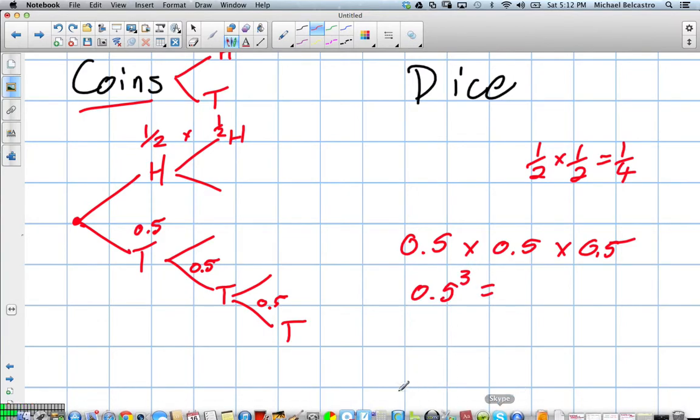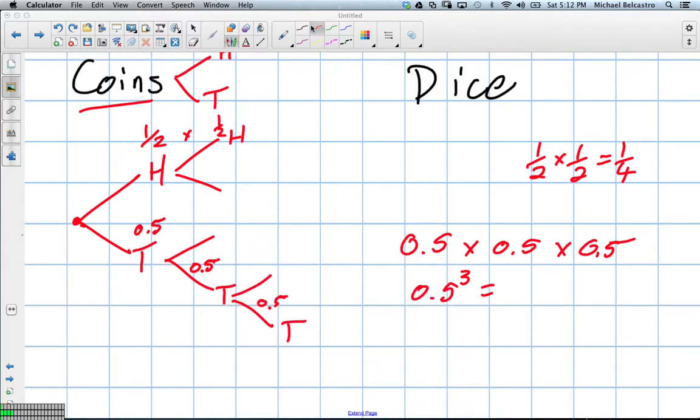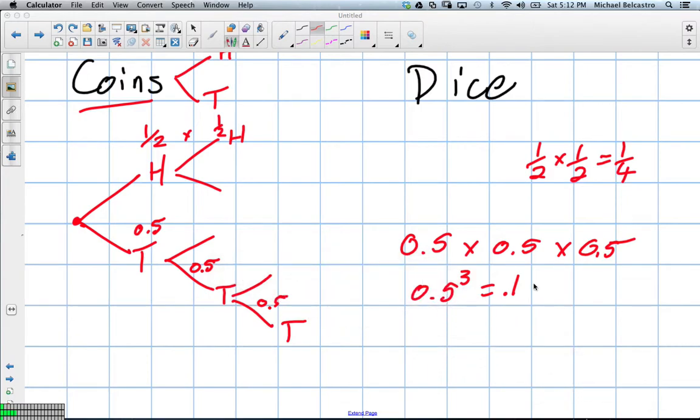What does that equal? 0.5 to the power of 3 is 0.125, which is actually the same as 1 in 8. And remember, we could have done that by just multiplying by half again. So that's the idea. You're just following one route of getting it 3 in a row. You just multiply your probabilities by themselves over and over again, and these ones have equal probabilities.